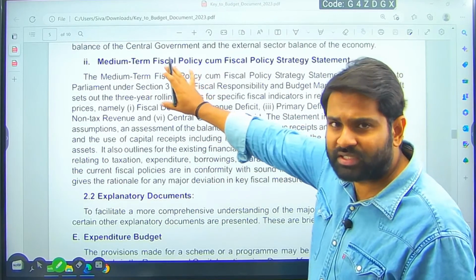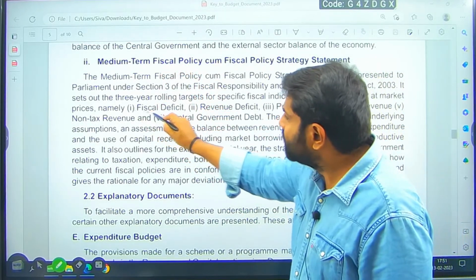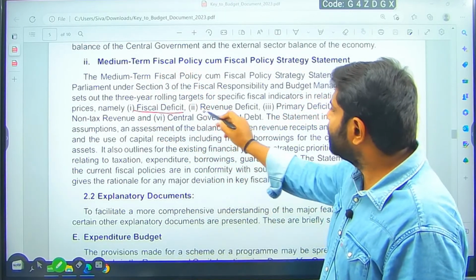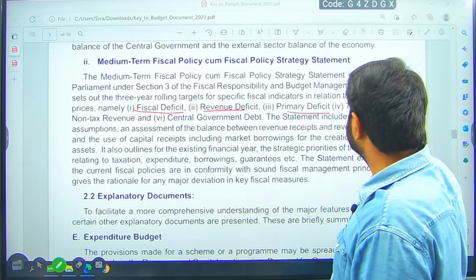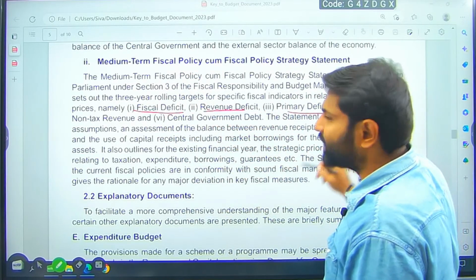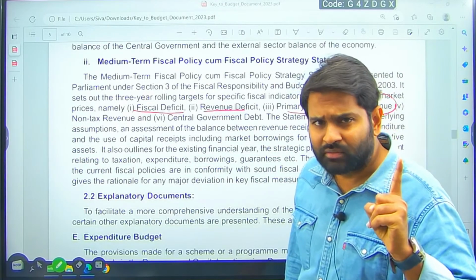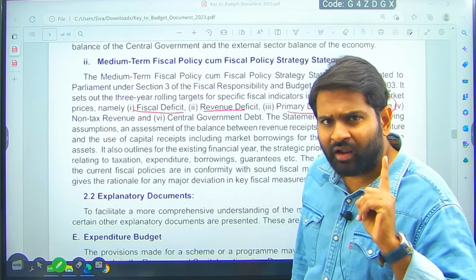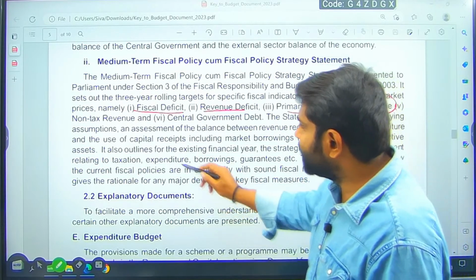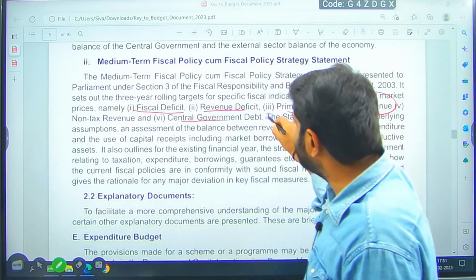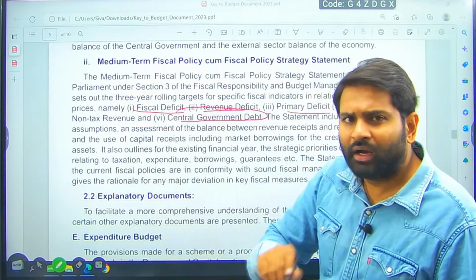Medium term fiscal policy strategy statement, what do we have? Fiscal deficit, revenue deficit, primary deficit, how much tax revenue is there. As I said, we cannot have revenue deficit. You need to increase your revenues. And the next one, non-tax revenue. Central government debt. Debt should be reduced.